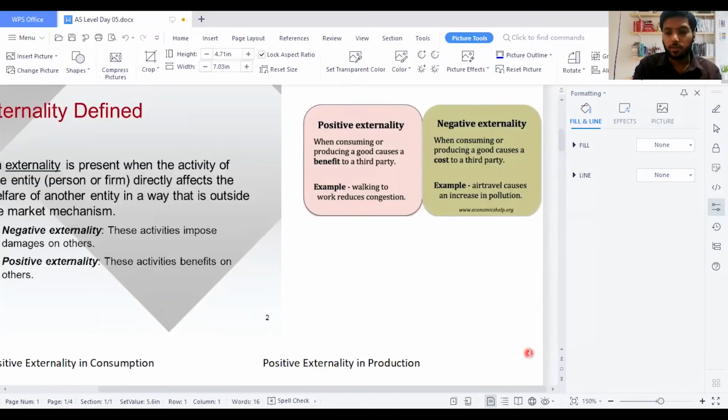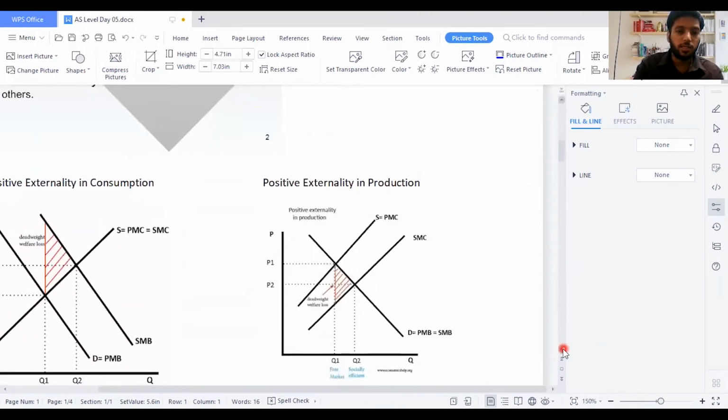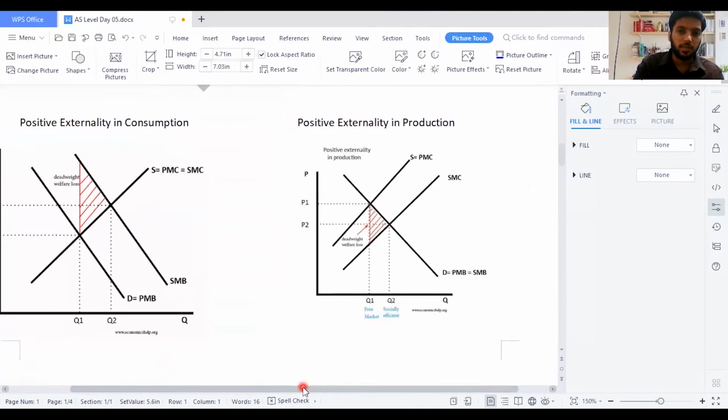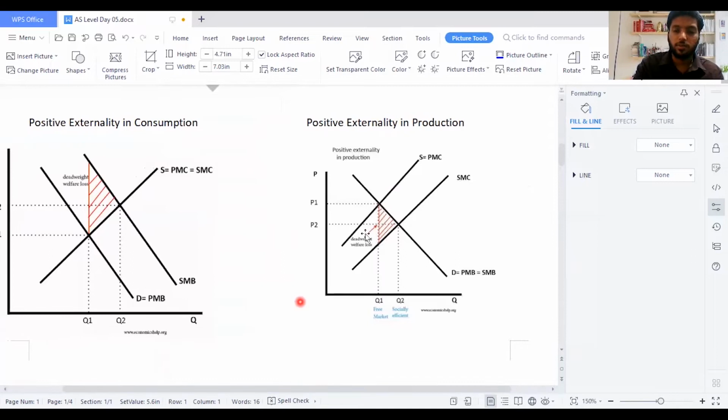We have a few charts for you to remember. Let me explain how these charts work. There are a few charts you need to know. One we call positive externality in consumption. The other one we call positive externality in production. I want you to draw these two because this is one of the important charts which the examiner requests on your paper. So can you please copy this down? Then I'll explain how it works. Demand and supply, right? How it works.